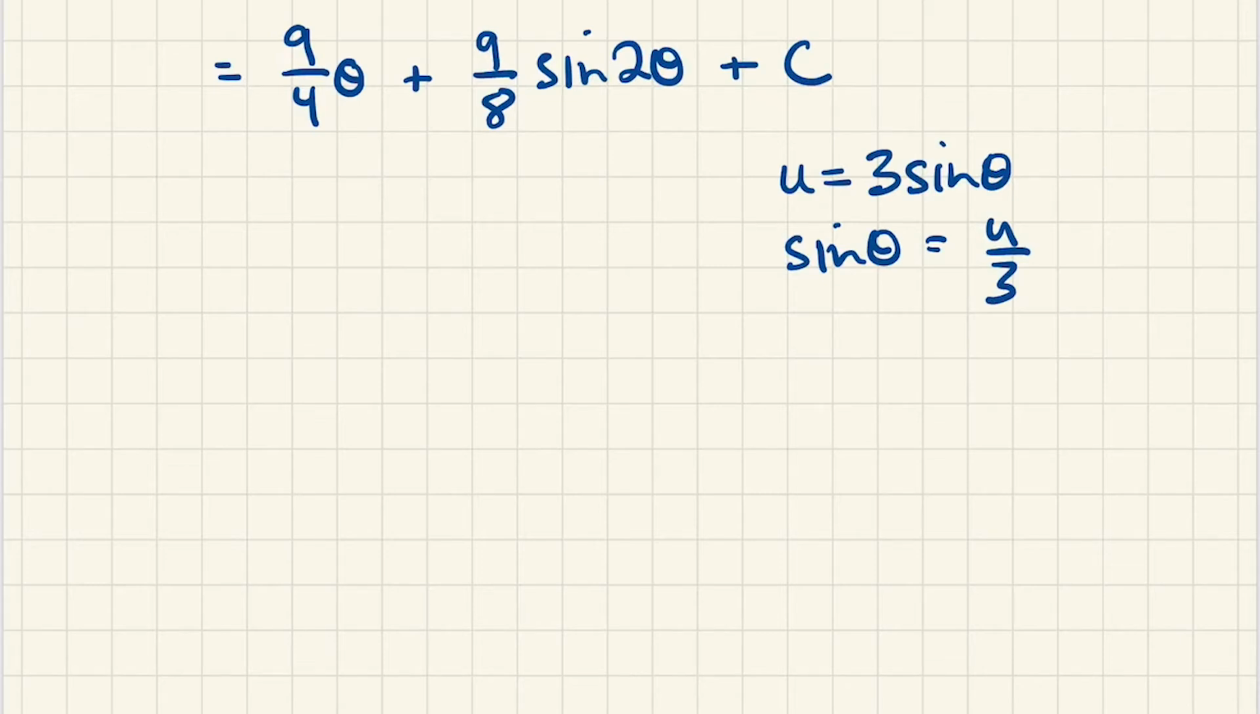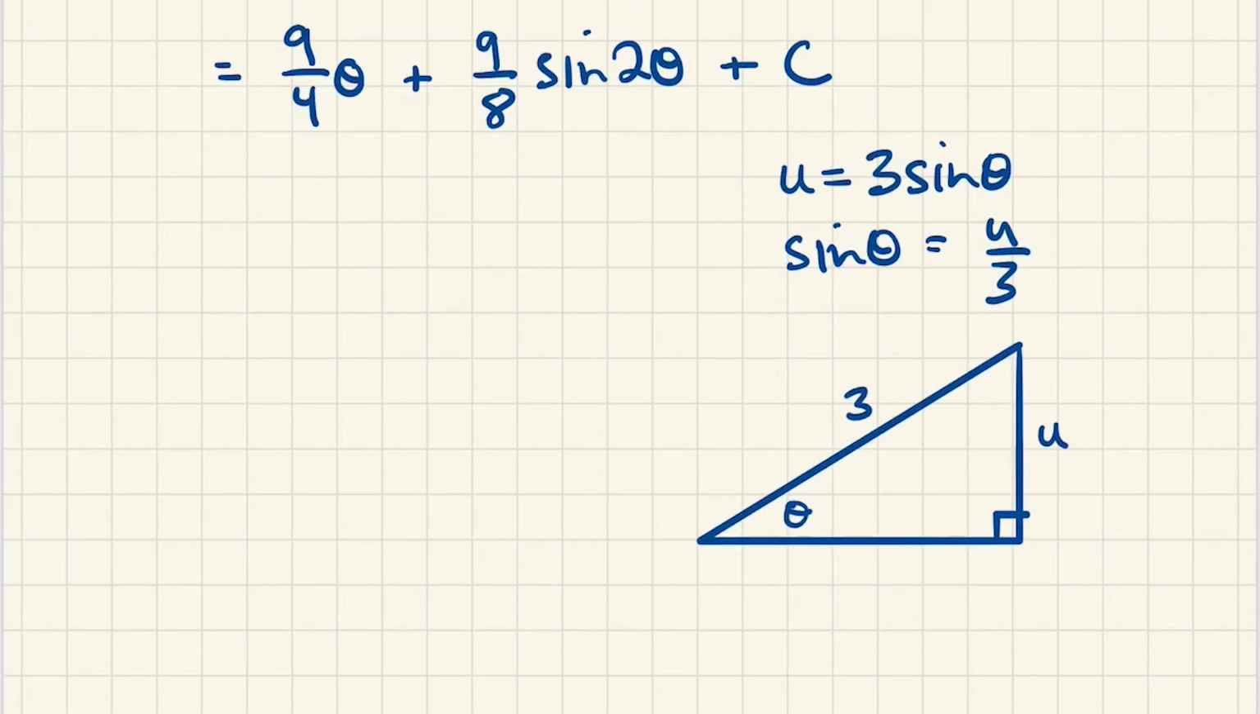And let's draw a triangle here. And using SOHCAHTOA, we'll label the opposite side u and the hypotenuse 3. The missing side down here will be the square root of 9 minus u squared. So now we can read the information we need off of the triangle. However, sine of 2 theta is not directly on that triangle. No problem. We'll use an identity.